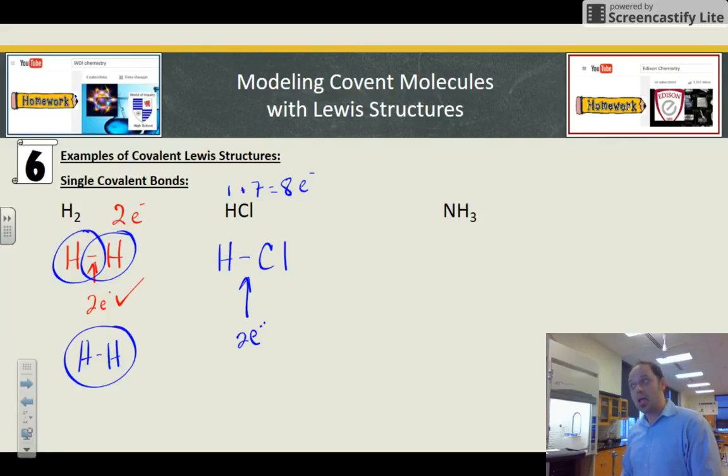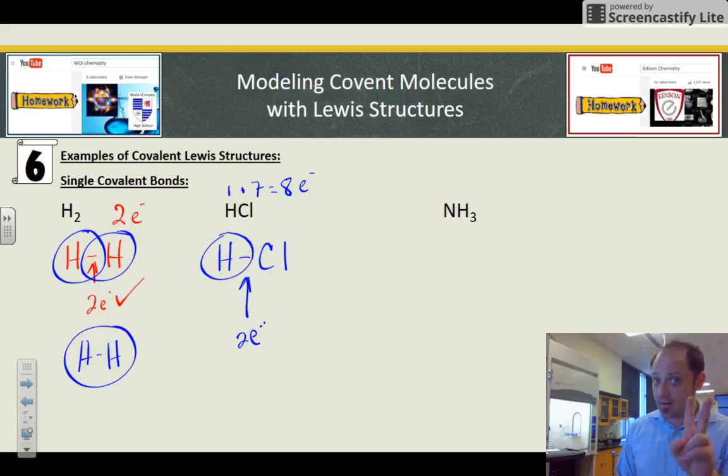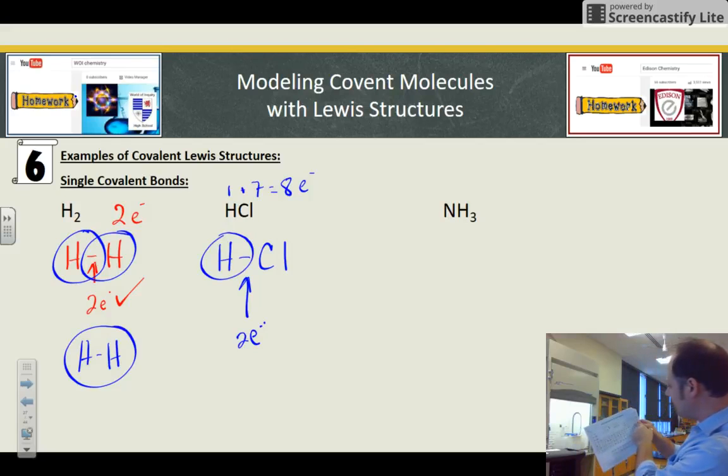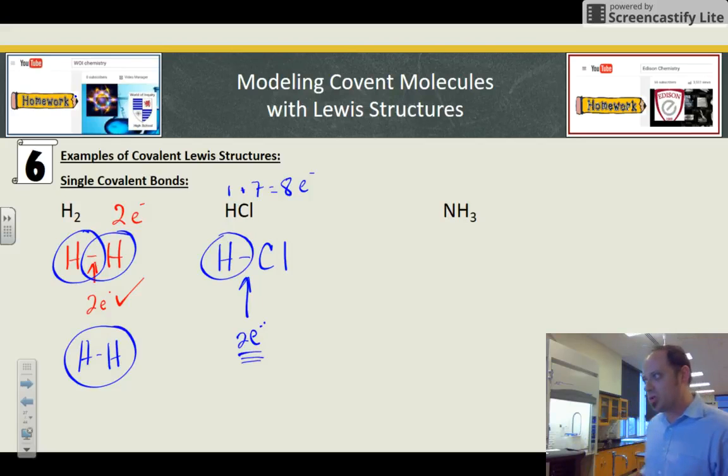Can I put them around H? He cannot put them around H because H is already happy with its duet that is contained in the single covalent bond. The chlorine, on the other hand, came to the table with 7 electrons. Only 1 of them is being used to bond with hydrogen. So we're going to put 6 electrons in 3 sets of lone pairs.